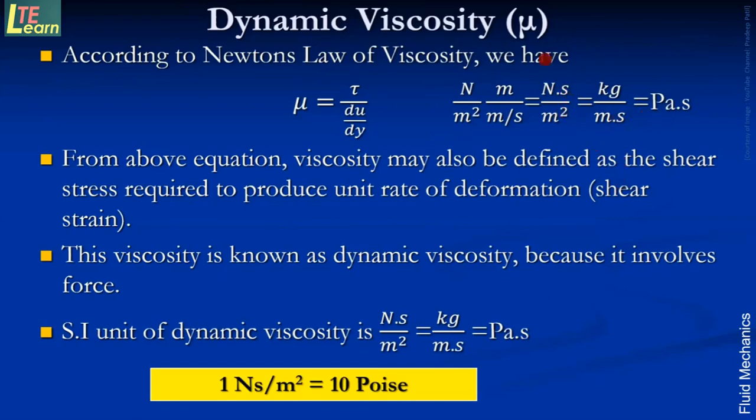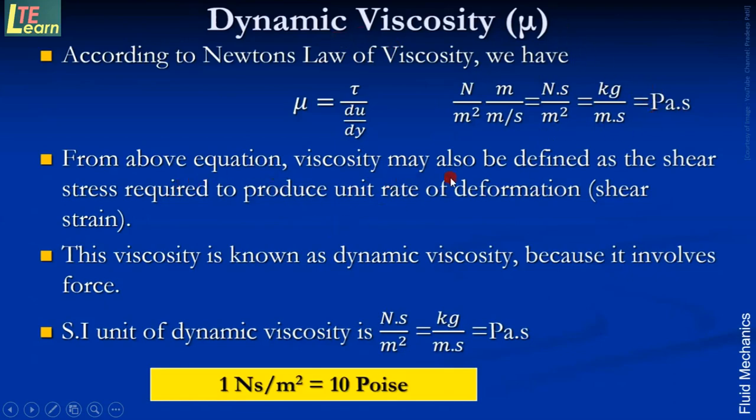Here we can have this Newton means force, that is mg, mass into acceleration due to gravity. So by that we can find kilogram at the numerator after the cancellation of the terms. So kg per meter second, and Newton per meter square means pressure, unit Pascal. So here Pascal second. So we have different units of dynamic viscosity over here.